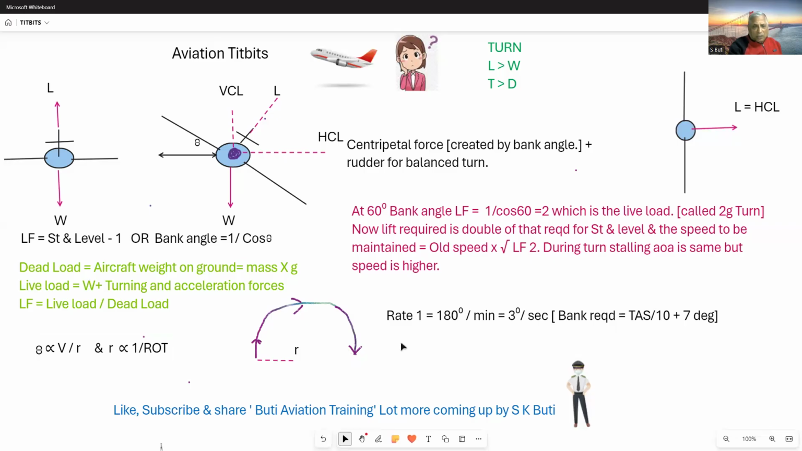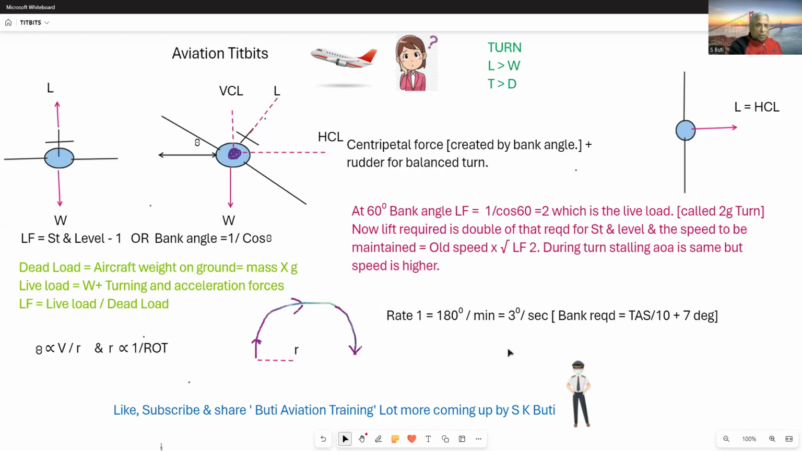What is the rate of turn? Number of degrees that you turn per minute. Rate 1 is 180 degrees per minute, which is 3 degrees per second. And for a rate 1 turn, the bank required is true airspeed by 10, that is 10% of TAS plus 7 degrees. At 180 TAS, 18 plus 7, 25 degrees bank angle will be required. 1.5 degrees per second is called rate half. 6 degrees per second is called rate 2, 3, etc.